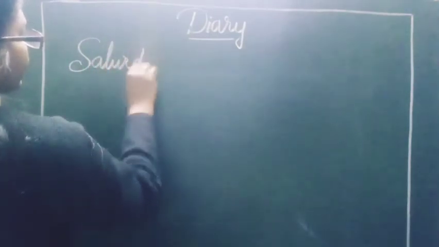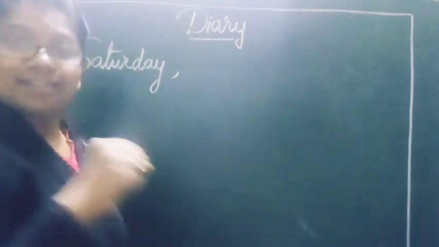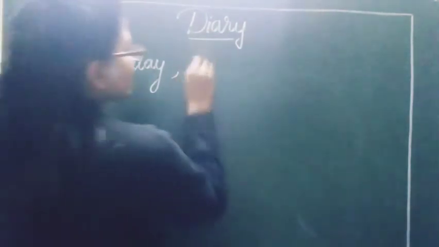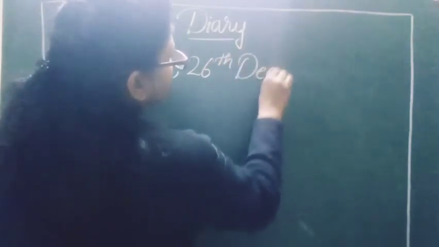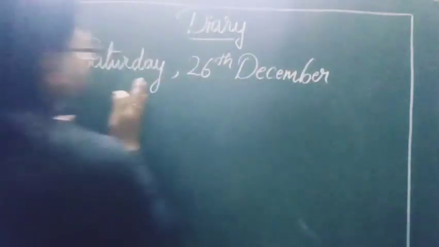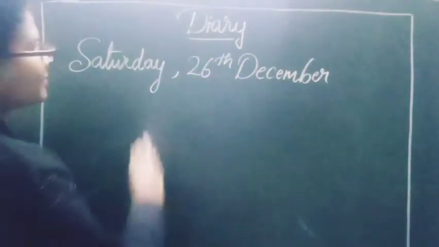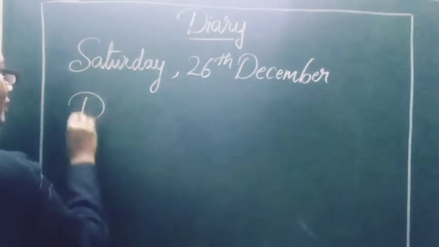Suppose today is Saturday, right? Saturday. Fine. Then comma and date today. That is 26th December. Okay. So write this day and date, and then start with the salutation. Salutation means that you start like this: dear diary.